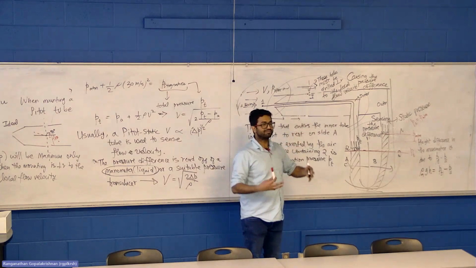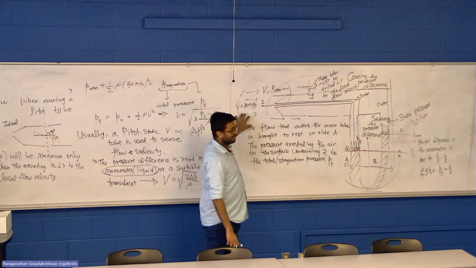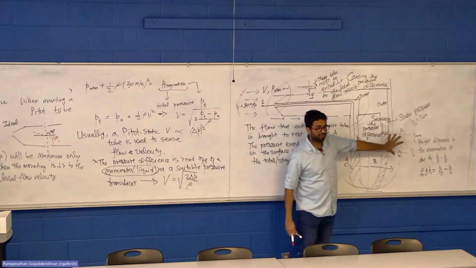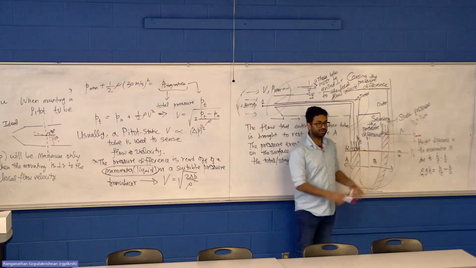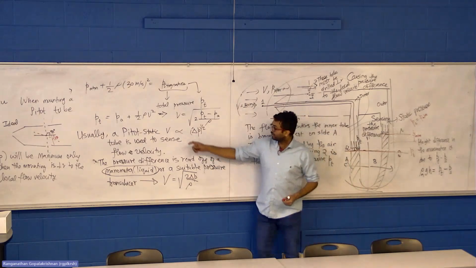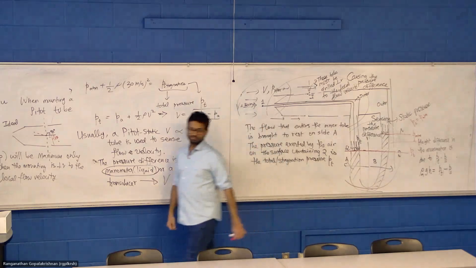In this problem, it's sort of a backward problem in the sense they give you the velocity and ask you to predict what the height difference will be. If you are in the lab, you would be reading out the height difference and use your calculator to get velocity. That's the typical usage.